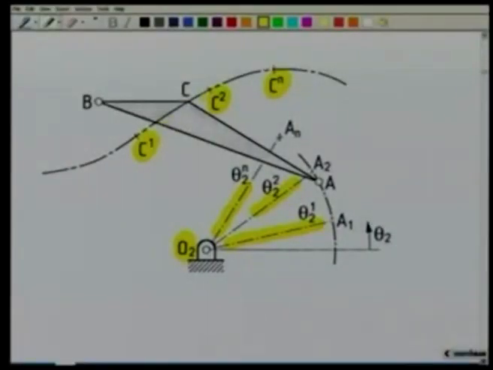So, this is what we mean by path generation coordinated with the input movement. Not only does the coupler point have to pass through C1, C2, Cn, some prescribed points, but when they pass through these points, the input link must take up these configurations, namely O2A1, O2A2, O2AN respectively. So, this is what we mean by path generation coordinated with the input movement.